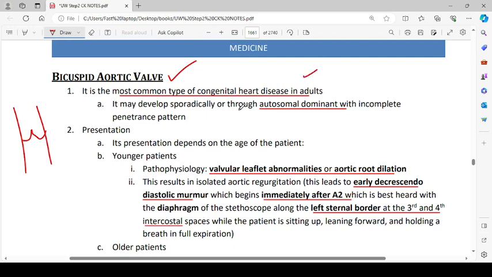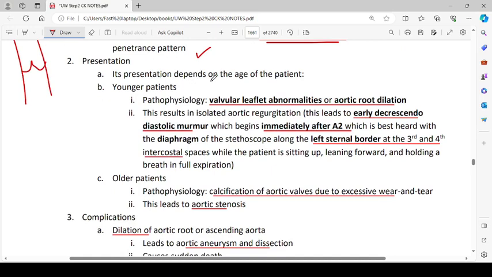It may develop sporadically or through an autosomal dominant mutation with incomplete penetrance pattern. Its presentation depends on the age of the patient. In younger patients, the pathophysiology is valvular leaflet abnormalities or aortic root dilation. This results in isolated aortic regurgitation, which leads to an early decrescendo diastolic murmur. So in aortic regurgitation, the murmur is a diastolic murmur, and that is a decrescendo murmur.